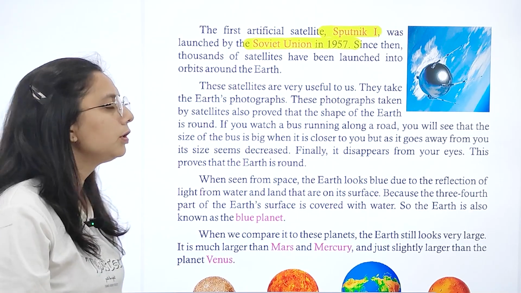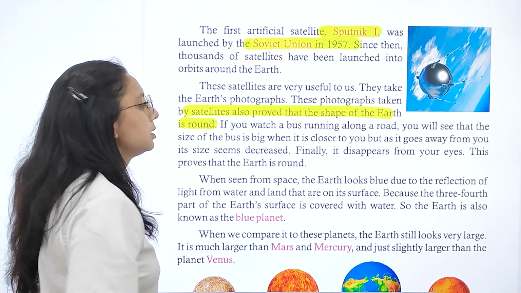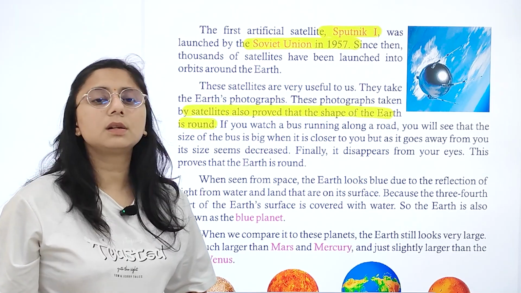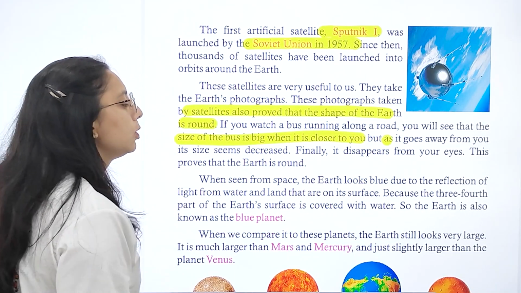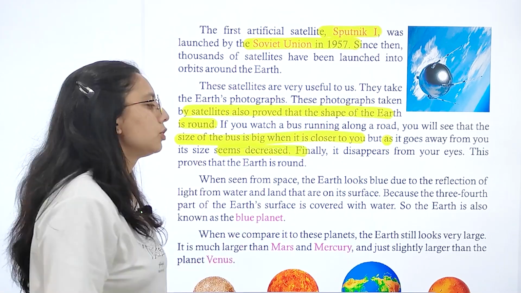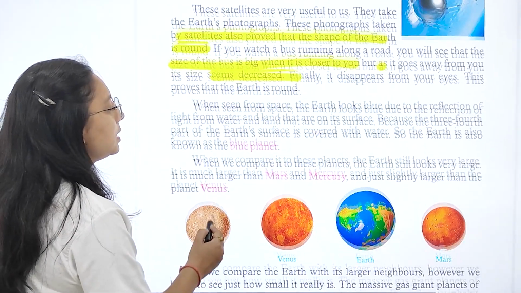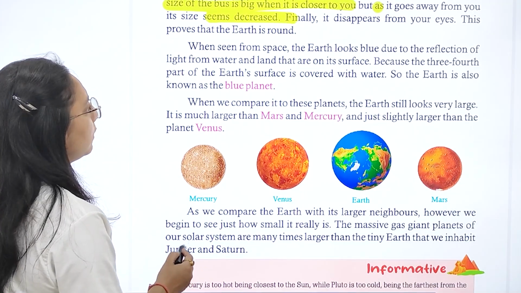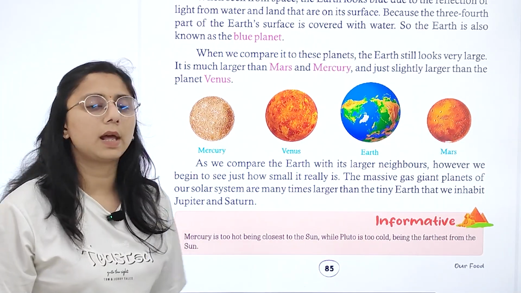Satellites were useful. अर्थ की इसने photographs लीं and these prove that the shape of the earth is round. If you watch a bus running along the road, you will see that the size of the bus is big when it is closer to you, as it goes away, जिसका size है वो क्या होता है? Decrease होता है. When we see from space, the earth looks blue due to reflection of the light. So earth is covered with water. That is why it is called the blue planet.